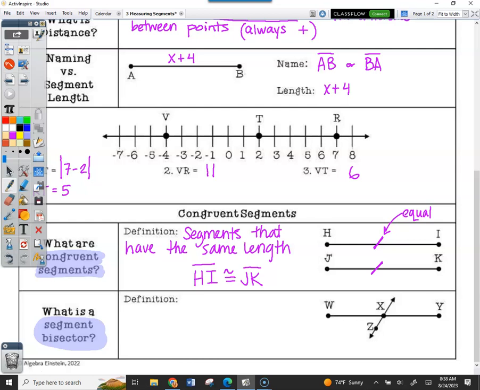What is a segment bisector? Well, that is very similar to what we did yesterday with an angle bisector. What do you think a segment bisector is? It's another segment crossing it. What does it do when it crosses it? It intersects it. Makes a point. Keep going. I'm looking for something very specific that has to do with the word bisect.